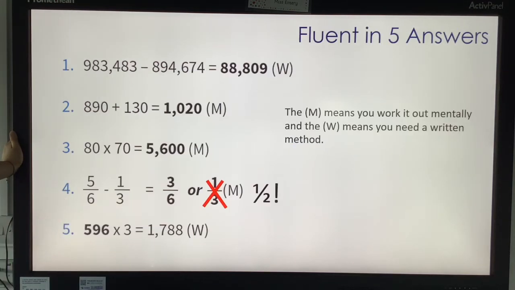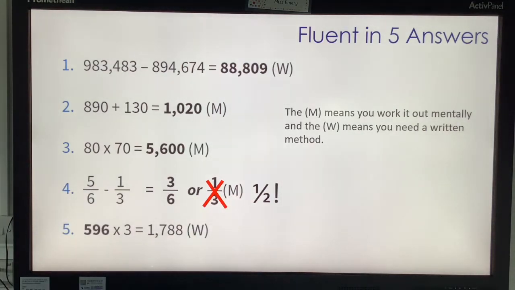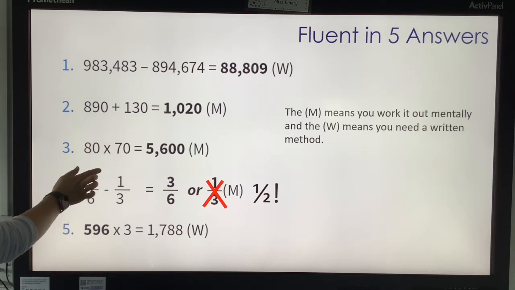So, the first one was 88,809, then it was 1,020, then it was 5,600, and then 5/6 take away 1/3. Obviously you have to convert 1/3 into 2/6. 5/6 take away 2/6 is 3/6, which is not a third, it is a half. They've done it again. They can't convert fractions. Then, number 5. The missing number is 596. Well done if you got those right.